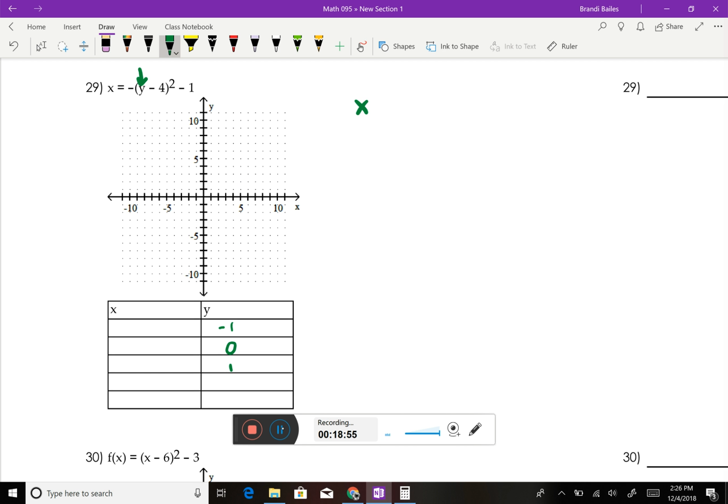So if I plug in x is equal to negative, open parentheses, and we'll do negative 1 for y, minus 4, squared, minus 1. This is our y value. Then I get, let's see, 5 squared, so negative 25 minus 1. Oh boy, that's a big value. Okay, so that'll give me negative 26, which I can't even fit on my picture.